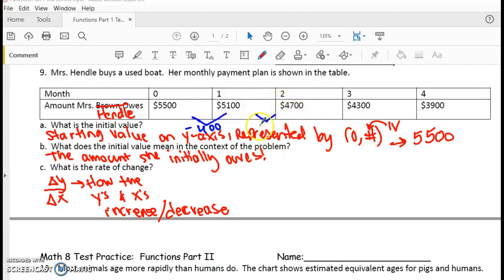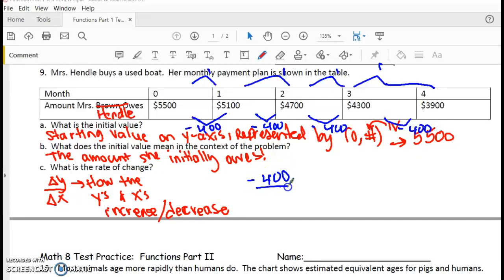Where do we go? All right, so subtracting 400 here, subtracting 400 here, subtracting 400 here. Here we are adding 1, even though that didn't make it. All right, stretch you. Yay, you made it. So now the initial value is a change in y over the x, negative 400. So what does this mean? This is the amount of money that she's paying every month. Even though they don't ask what it means, we're going to write it anyway.